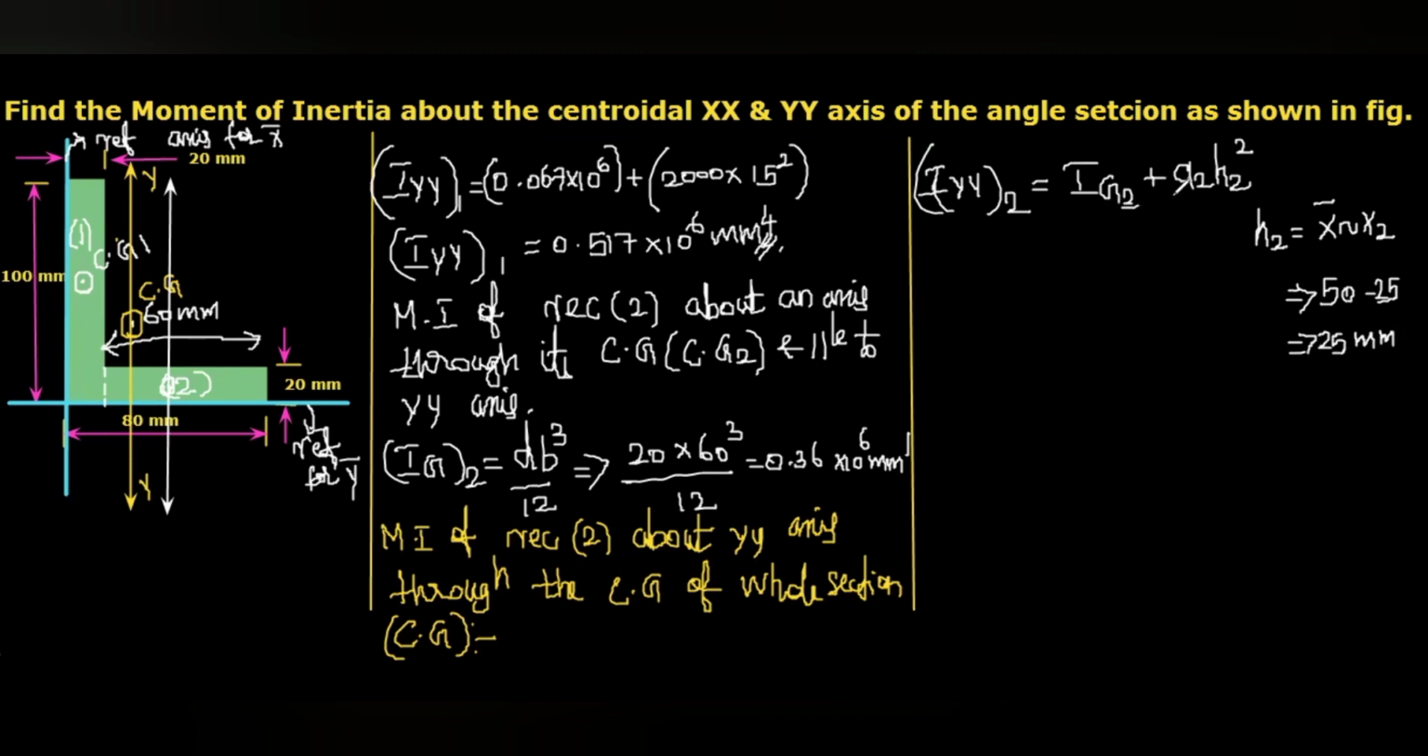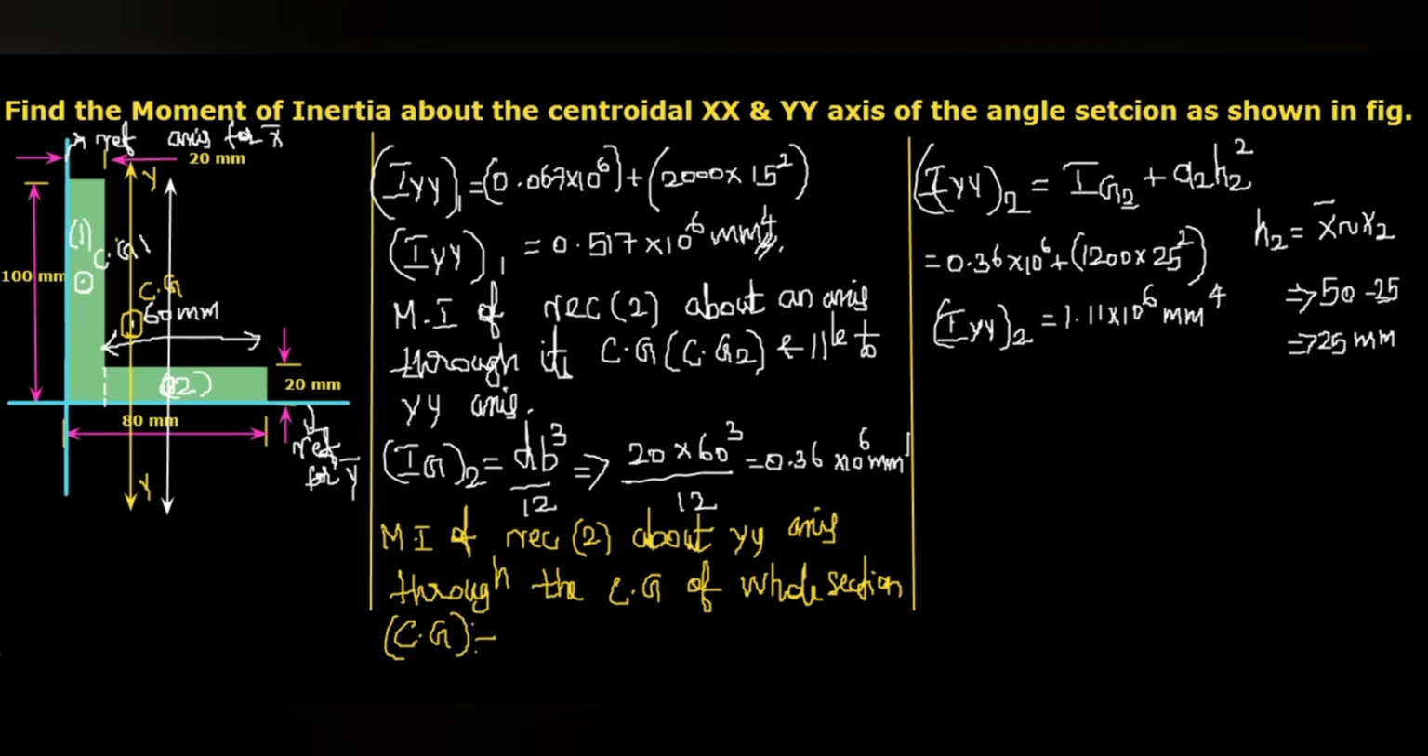Now substitute all the values here. IG2 we calculated, 0.36 multiplied with 10 power 6, and the A2 value we calculated is 1200. H2 is 25 square. So by simplification, we will get IYY2 equal to 1.11 into 10 power 6 mm power 4.